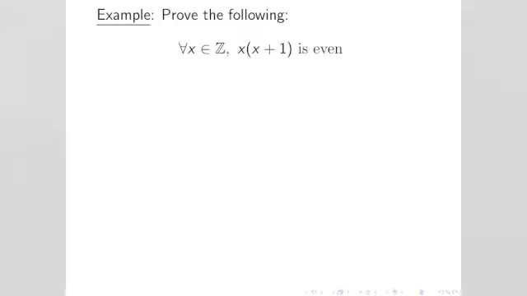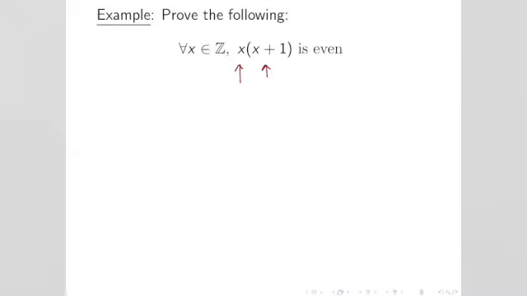Let's try this one. I want to prove that for every integer x, the quantity x times x plus 1 is even. So pause a minute and think about whether you actually believe that this is true, and then think about why you believe it. And you will probably end up thinking about two different cases. We know that one of these two numbers, either x or x plus 1, is going to be even. That's not an obvious thing, but we know it's going to be true. We've got a lot of experience with integers.